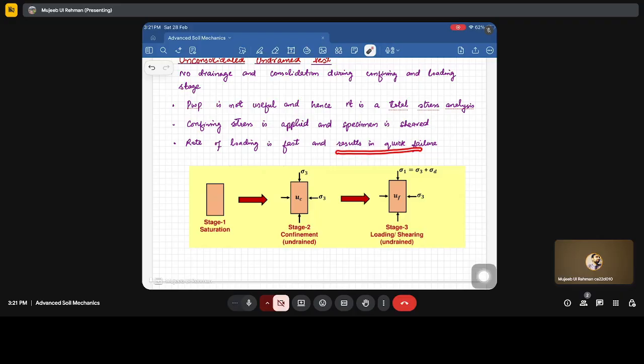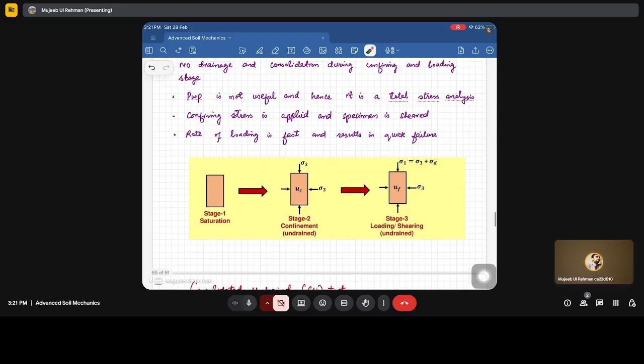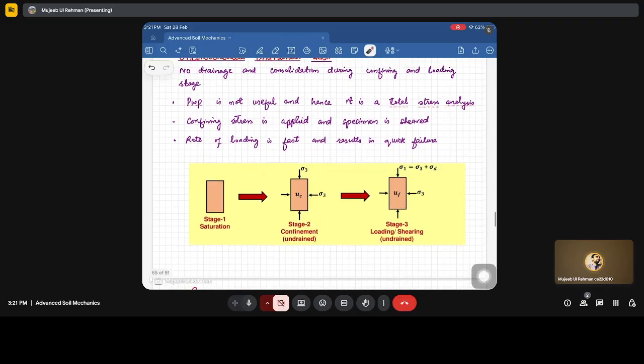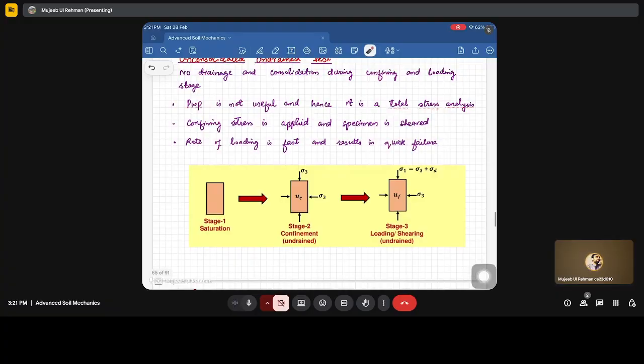Now if you see the stress conditions, in stage 1 we have the saturation. Saturation ensures that the B value is greater than 0.95, correct? Because we will not be able to achieve a B value of 1.